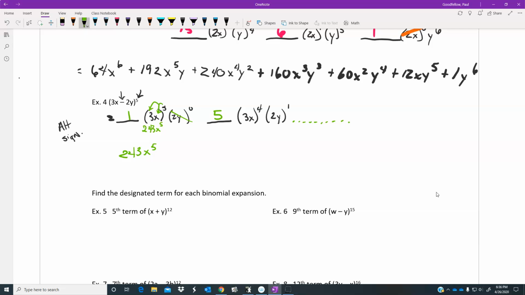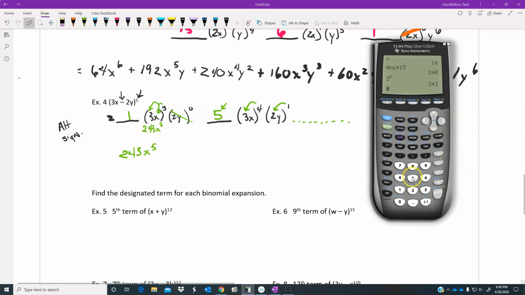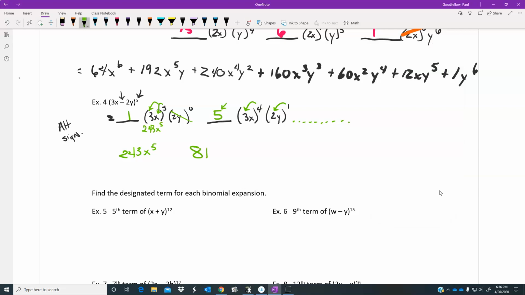Now, the next term along the line would be a 3 to the 4th power, a 2 to the 1st power, and a 5. So I'd want to multiply all of those three things times each other. So a 5 times a 3 to the 4th, and then times a 2 in that third part there, and it'd be 810x to the 4th y.